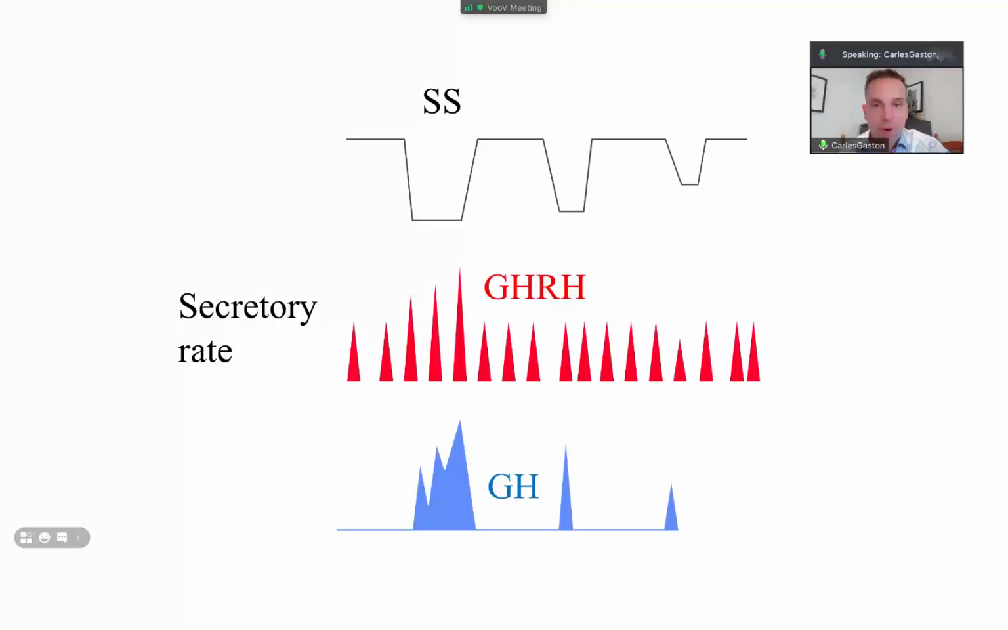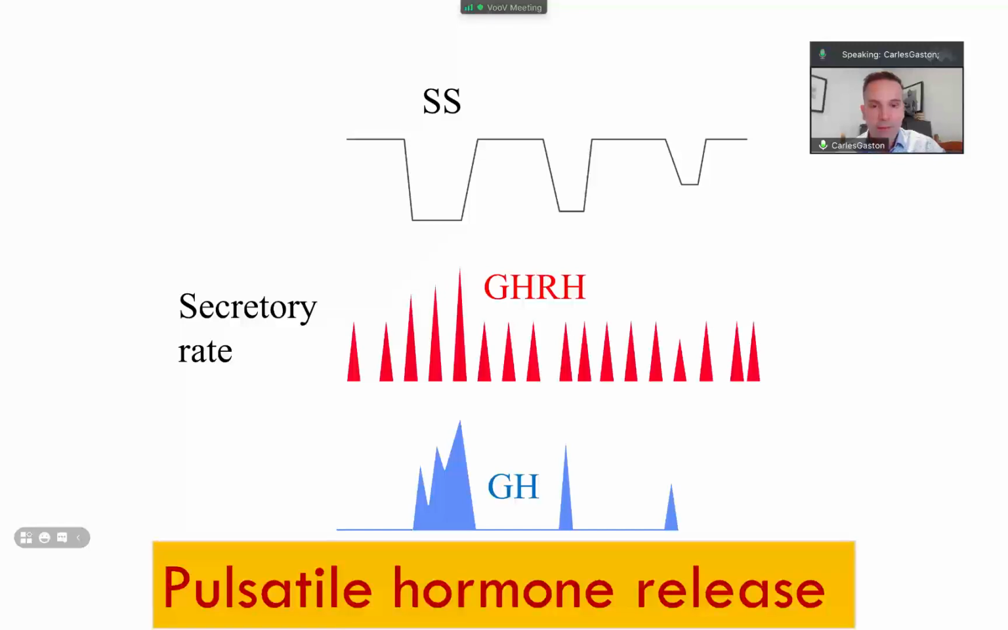And there is also a bimodal pattern in male and female. These peaks are different between male and female. So this is what we call pulsatile hormone release. It's pulsatile because it runs in pulses. And this is controlled through somatostatin in the hypothalamus that has an effect on growth hormone releasing hormone, and then will activate the pituitary gland.